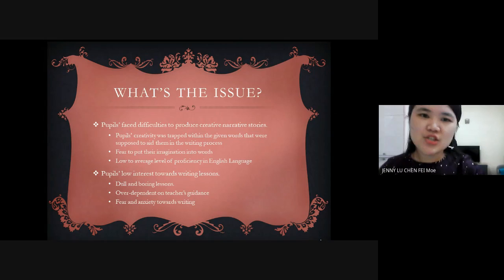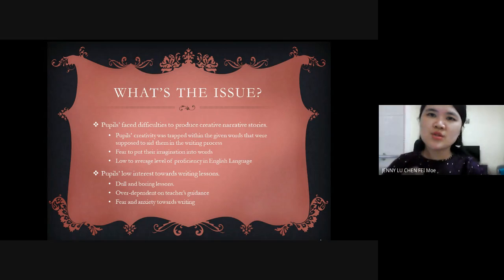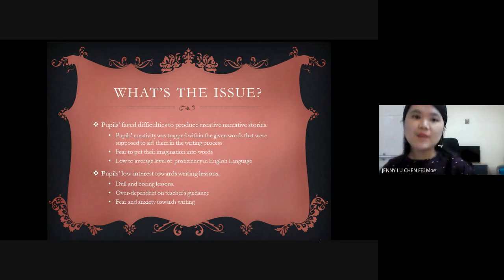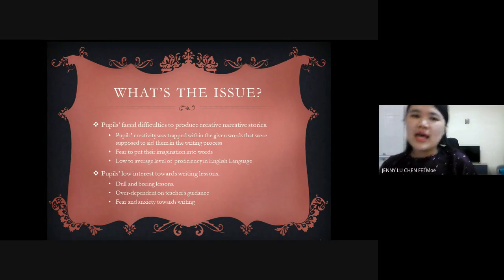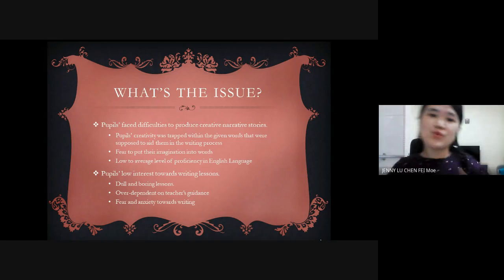So the second major issue here is pupils' low interest towards writing lessons. When we say, okay, today we're going to learn writing, most of them directly turn their mindset that writing lessons are dull and boring. When they feel dull and bored in a writing lesson, they depend a lot on the teacher's guidance, and that creates an over dependency on the teacher's guidance during writing lessons. They keep asking for hints, prompts, and clues, and keep asking for the teacher's help and guidance when writing a very simple paragraph.